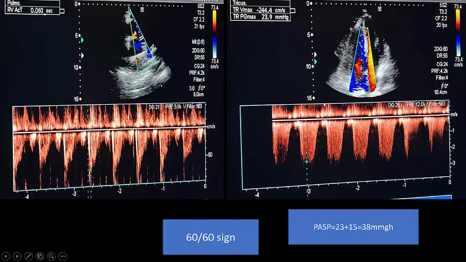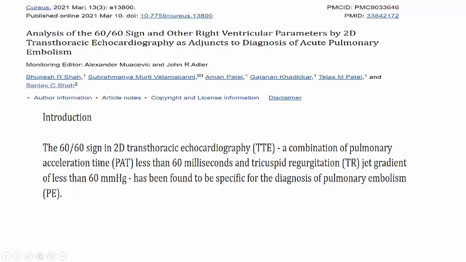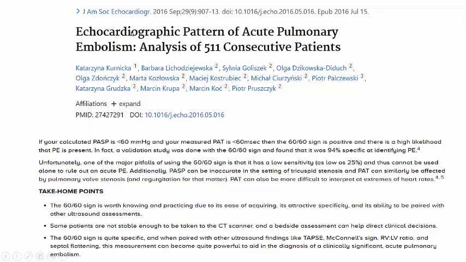So in our patient, the 60-60 sign is positive: pulmonary arterial pressure less than 60 millimeters of mercury, and pulmonary flow acceleration time less than 60 milliseconds. A lot of articles talk about the 60-60 sign as specific for acute pulmonary embolism. A large study on 511 patients also documented that the 60-60 sign is specific for pulmonary embolism. But unfortunately, it's not sensitive. It will not appear in all patients, but if it appears, it is a specific sign.